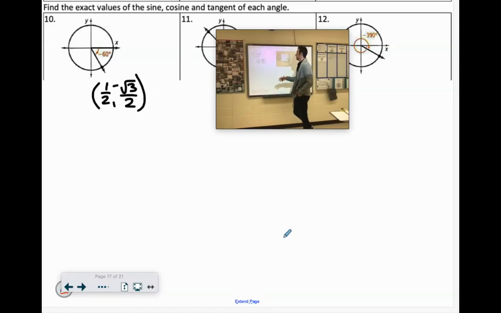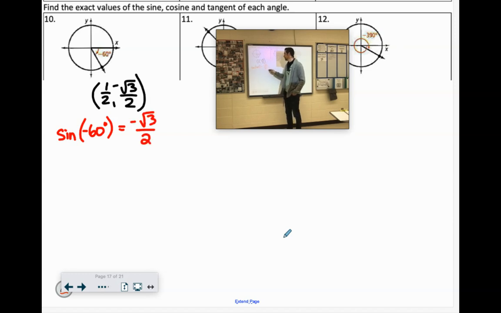We've got our coordinate, so now it'll be pretty easy to find the sine, cosine, and tangent. So sine of negative 60 degrees. Remember, sine goes with our y coordinate, and our y coordinate is negative root 3 over 2. Cosine goes with the x-coordinate, which is 1/2.